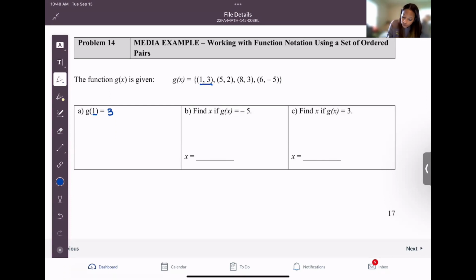So for B, we want to go to the ordered pair that has an output of -5. That would be this last ordered pair, 6, -5. This shows us that when x is equal to 6, y is equal to -5. So our answer here would be x equals 6. Any questions about B?